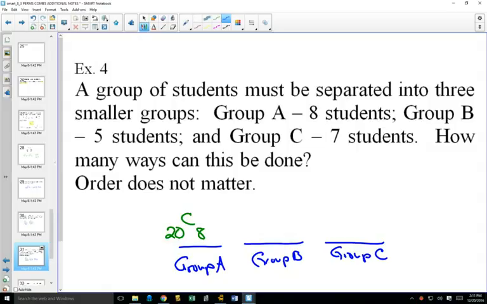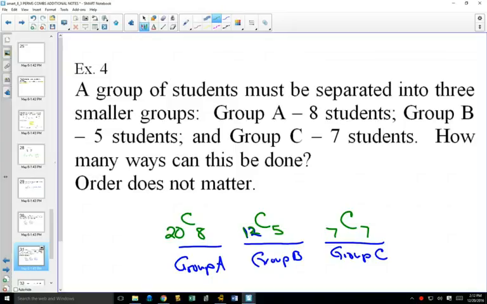Now, how many choices do we have for Group B? There's only 12 people left, right? And we need to choose 7 of them. No, choose 5 of them. 12 choose 5. And how many choices do we have for Group C? 7 choose 7. And 7 choose 7 is equal to 1.